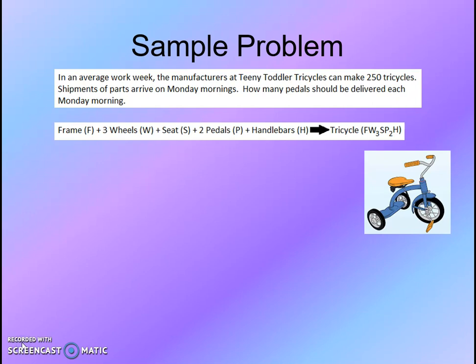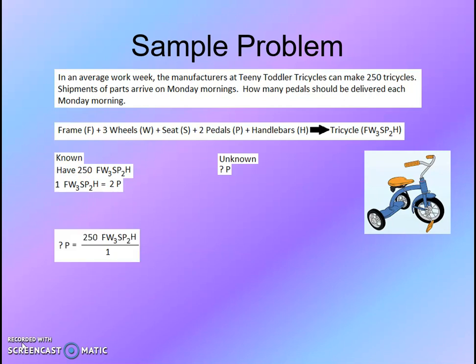So then we're going to analyze and figure out what do we know, what do we not know. Well, I know that I need to make 250 tricycles in this work week, and I don't know how many pedals I need to be delivered there. So how can I relate tricycles to pedals from my balanced chemical equation? I know for every tricycle that is made, I need 2 pedals to make it up. I can relate, again, frames or seats or wheels or handlebars all to the tricycle, but in this case I'm just looking at how do pedals relate to my tricycles, because that's what the question's asking.